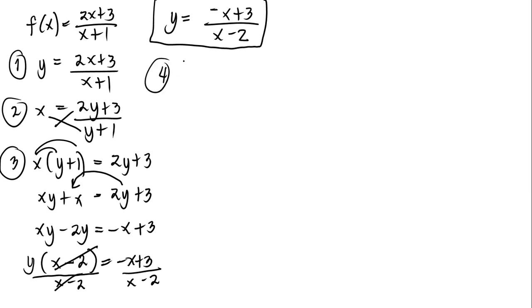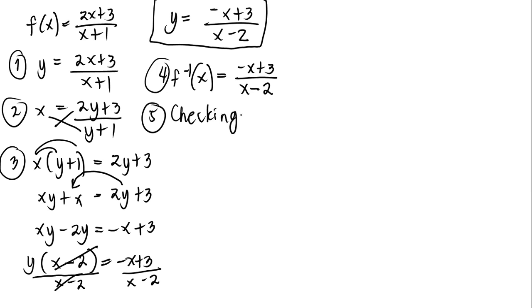Okay, step number 4, interchange si y sa f of inverse of x. So, magiging negative x plus 3 over x minus 2. And then for step number 5, let's have a checking. So, for checking po, first po, we have function or f of inverse of x. Yan. So, first, ulit mo muna si f. Anong f natin? We have 2x plus 3 over x plus 1. And then after that, lahat ng x na nakikita mo sa f, papalitan mo nung nakuha mong inverse.